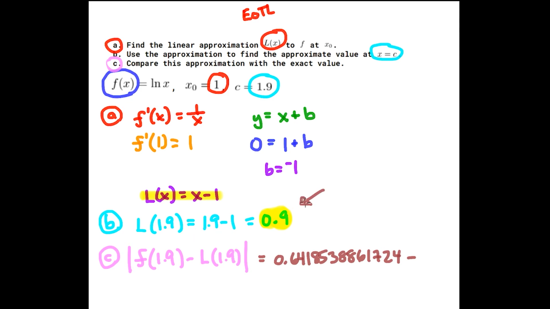It's 0.9. So I'm going to put 0.9 in here. And if we subtract these two, then we find that difference, and we are doing the absolute value. So I'll put the absolute value bars on there. And you end up with 0.258 if you round to 3 decimal places. So that's another linear approximation problem.